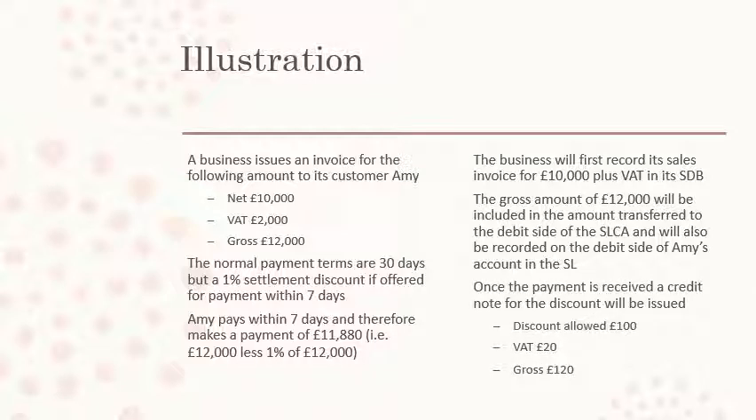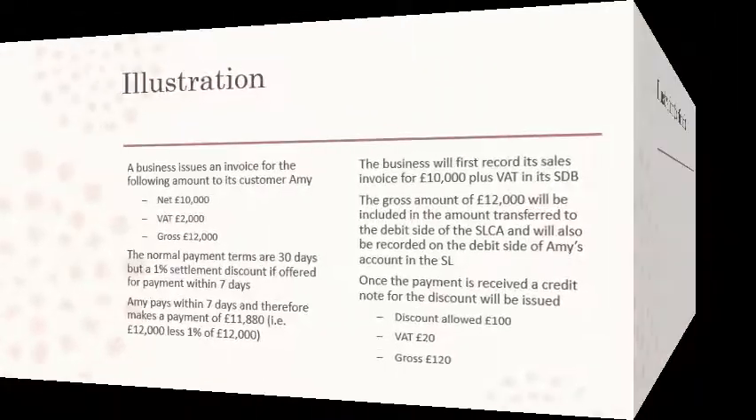Now, once the payment is received, we know that we have to record this discount that has been allowed to Amy, and we'll prepare a credit note for that discount. The gross amount of the discount is £120. The VAT is 1/6 of that, £20, and the discount that's been allowed is £100.